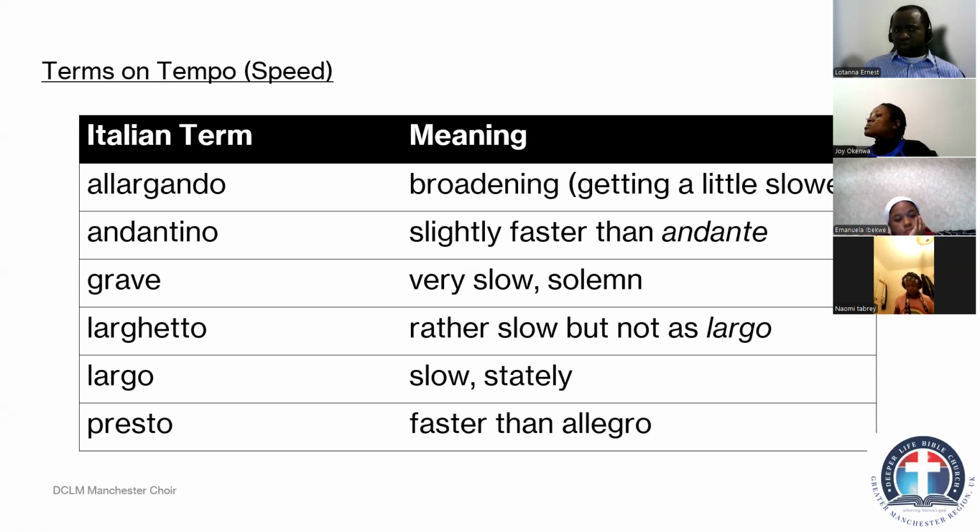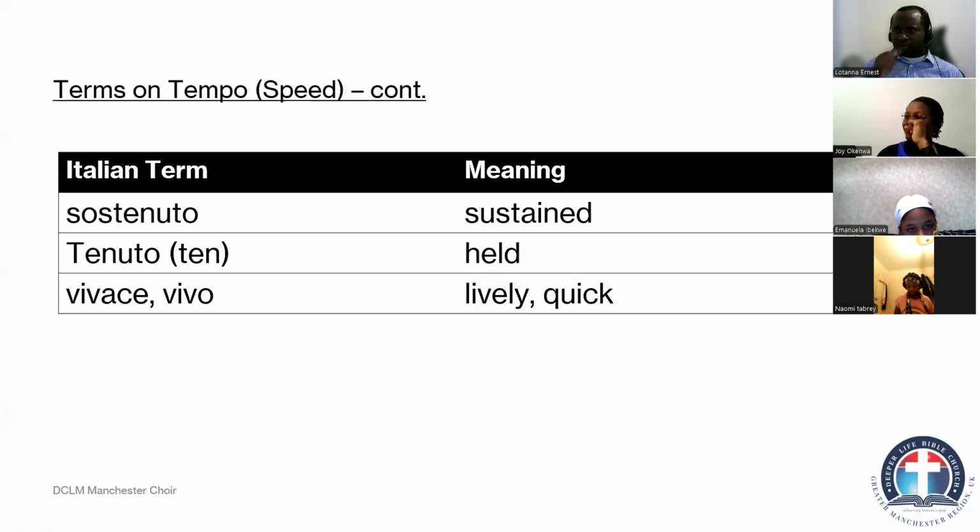So those are some of the terms we have in terms of speed, how fast or how slow a song goes, otherwise known as tempo. The other thing here, we have sostenuto. Sostenuto.